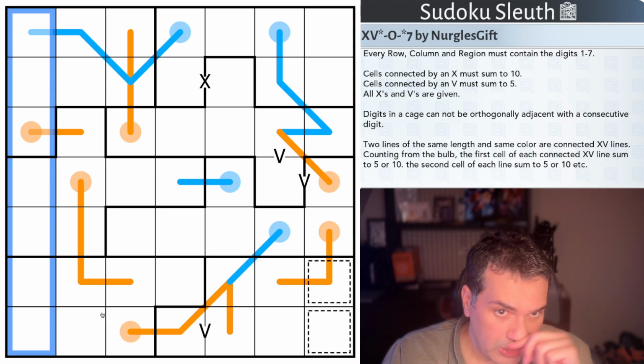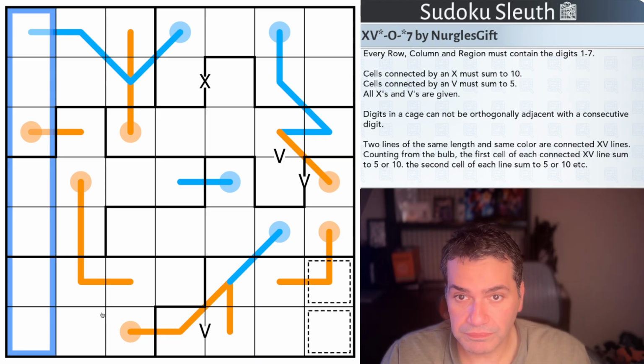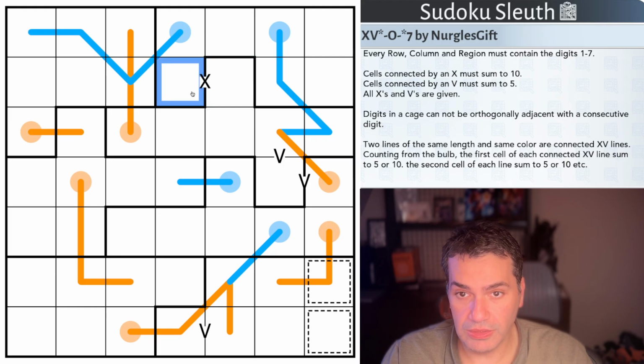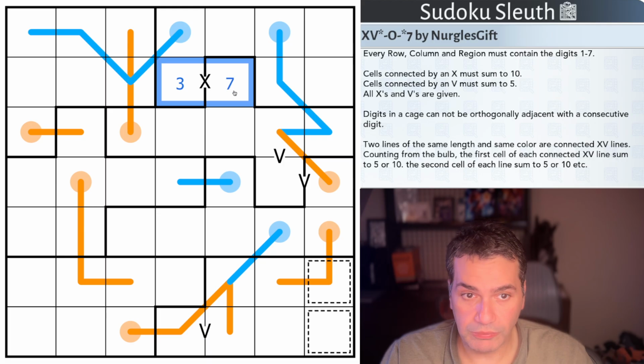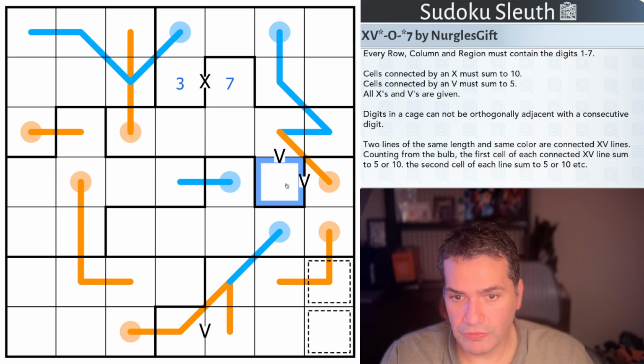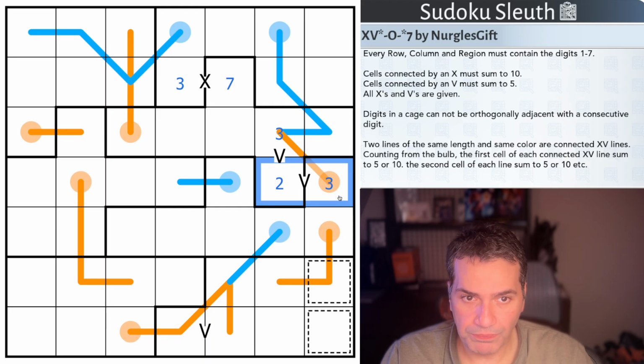Then we have cells connected by an X must sum up to 10. So if this cell is a 3, this would have to be a 7 to make sure that these two cells do add up to 10. Cells connected by a V must sum up to 5. So if this is a 2, this would have to be a 3 and another 3 to make sure that these two cells add up to 5, these two cells add up to 5.